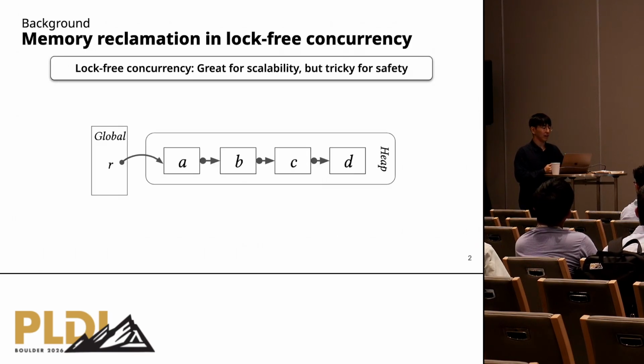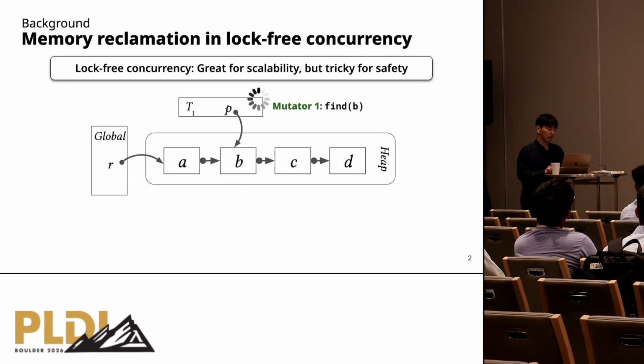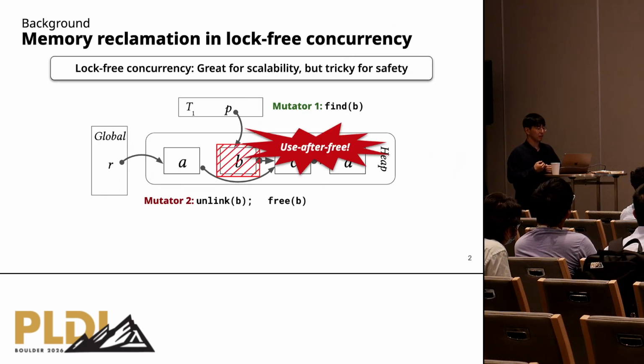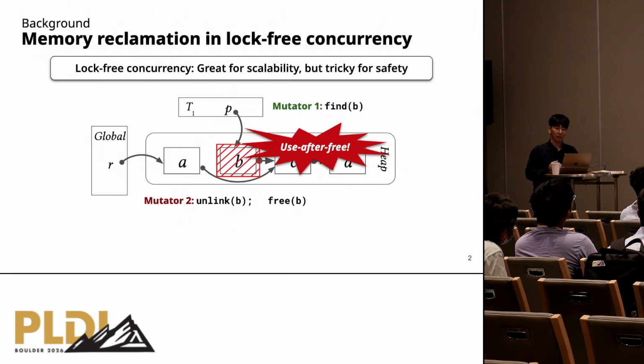Suppose we have a lock-free linked list on the heap. A reading thread, mutator 1, traverses the structure to find the key. And here it is accessing node B. While mutator 1 is still using B, another mutator unlinks B and frees it. Because nothing handled this reader-reclaimer race, the reader now touches freed memory, and we get a use after free error.